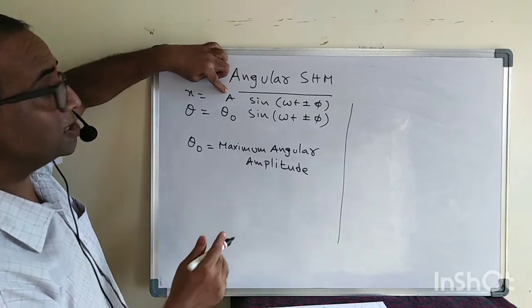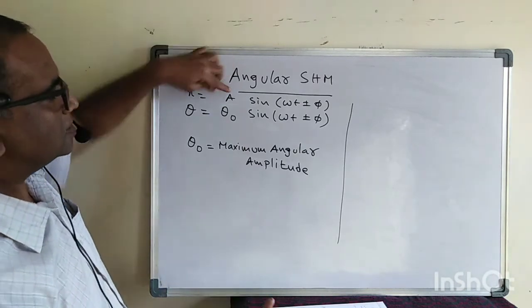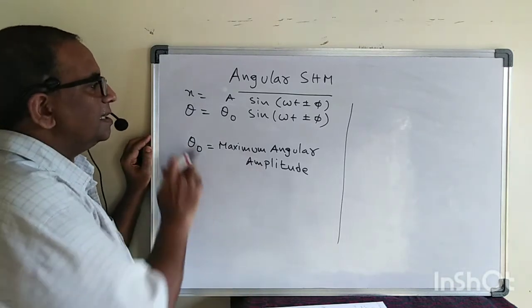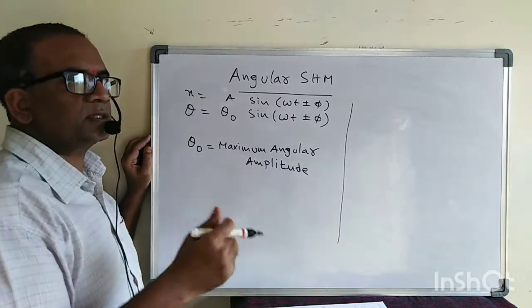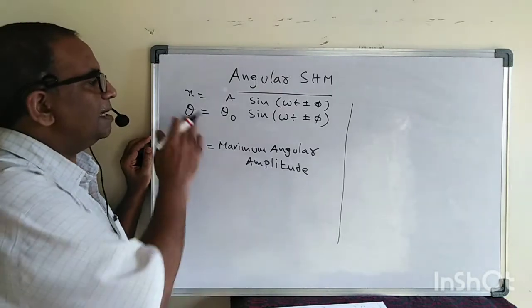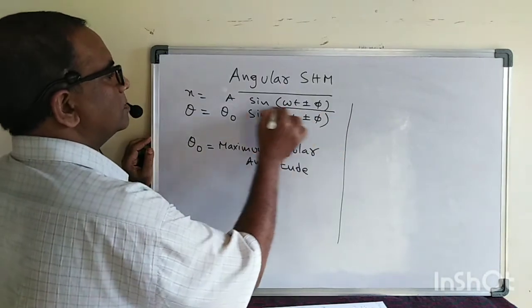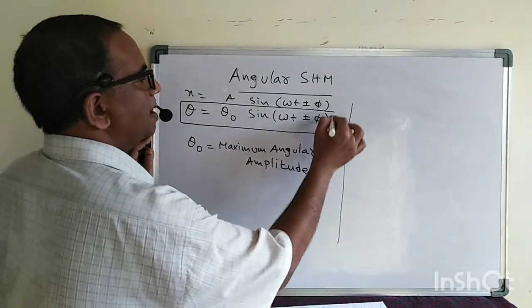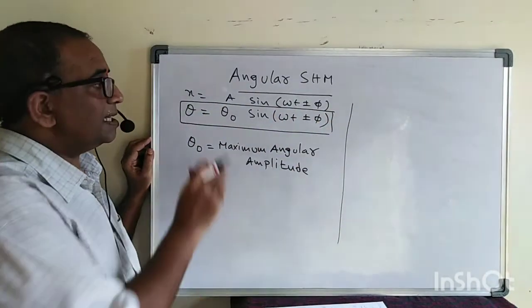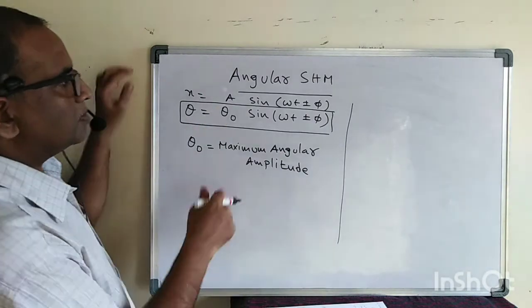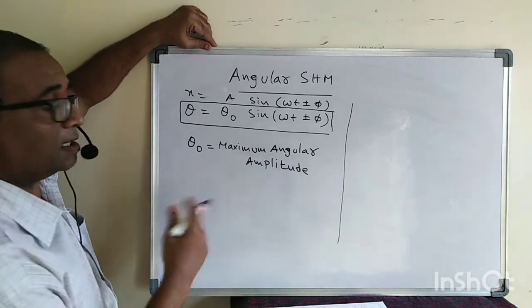Or the maximum displacement of the vibrating particle. So this one is angular amplitude, the maximum angular amplitude, that is theta naught. And theta means nothing but the displacement, or the angle made by the particle at any instant of time. That is, theta is equal to theta naught sine omega t plus or minus pi. Whether it is in SHM or not, that we should find. Then how can we prove whether it is in SHM or not?